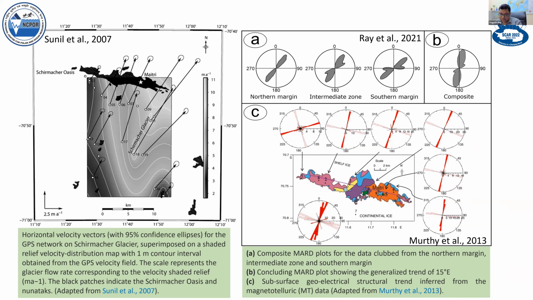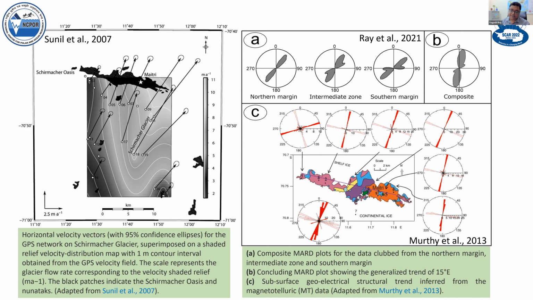The studies done by Murthy covered the length of the oasis, approximately 16 kilometers. The survey reveals a highly resistive upper crust having a geoelectric strike of 15 degrees. Furthermore, they have reported thinning of the upper crust from 20 kilometers in the east to 10 kilometers in the west.